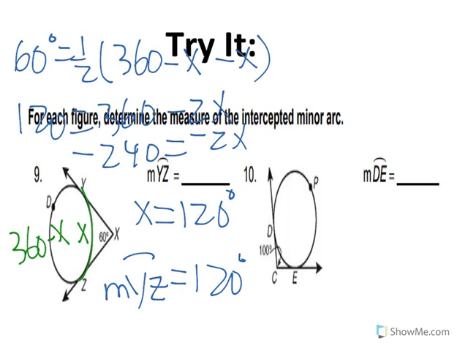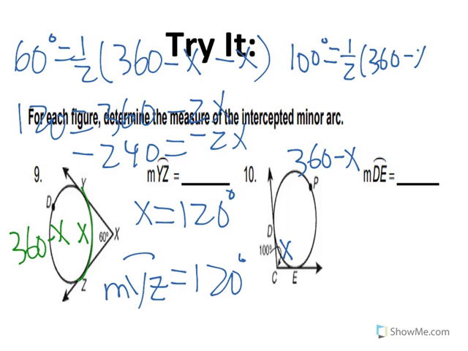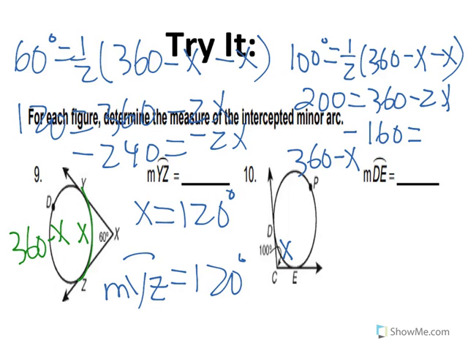Right. Okay, so we can use the same technique for number 10. So call this x. So this is 360 minus x. So we're given that 100 degrees equals 1/2 of 360 minus x minus another x. So this gives us 200 equal to 360 minus 2x. So negative 160 equal to negative 2x. So then 80 degrees is from D to E.